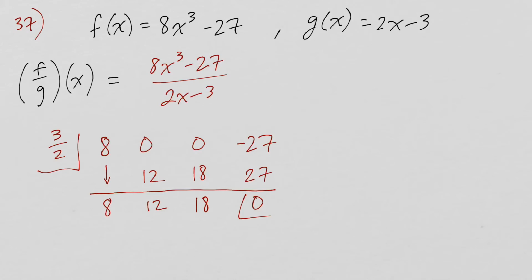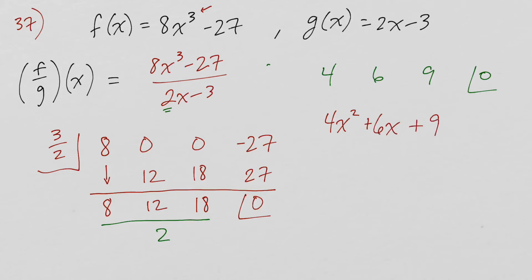These are not my coefficients yet because we're dividing by the 2. So my coefficients are 4, 6, and 9 with a remainder of 0. Okay, we started with x cubed. So this 4 is 1 less than that. So this is 4x squared plus 6x plus 9. You just keep dropping your variable down, and there's no remainder.